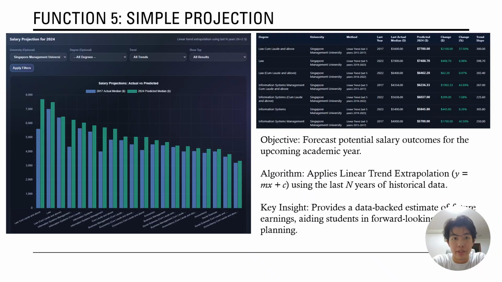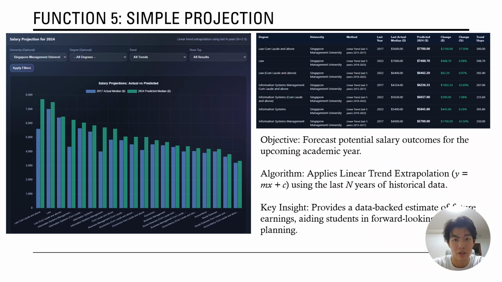Hi, my name is Tristan, and I'll be talking about our final function, simple projection, as well as our auto-scaling. So the objective of this function is to forecast potential salary outcomes for the upcoming academic year. In order to do this, we apply a linear trend extrapolation model, which follows the equation y = mx + c. So we use the last few years of historical salary data to calculate the trend and then extend that trend to estimate the next year's salary.